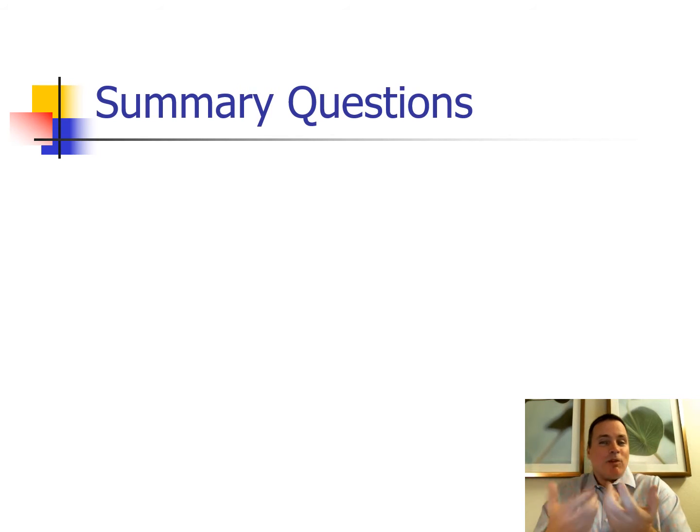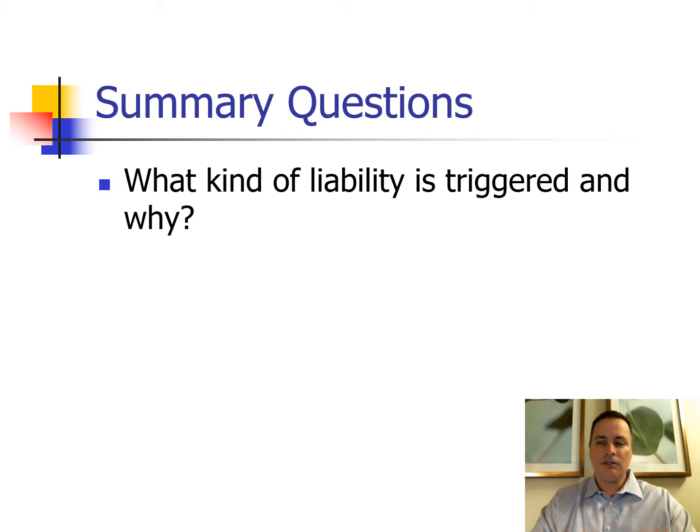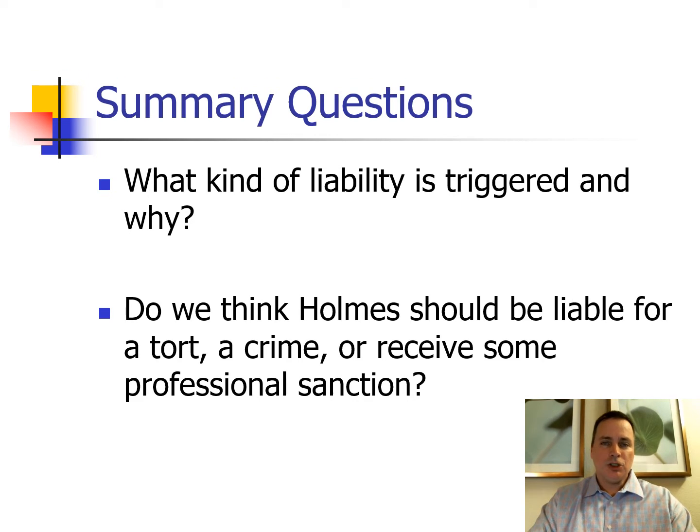Now, here are some additional questions that we might ask students to grapple with or grapple with ourselves. And some of this we've talked about in passing, but I'm going to try to bring it together a bit. What kind of liability is triggered? Do we think that Elizabeth Holmes should be liable for a crime? There's a level of seriousness to that, to things that we talked about for criminal behavior, violating the public interest, etc. For a tort, were people harmed? Can we compensate them with money damages? Or should there be some sort of professional sanction?